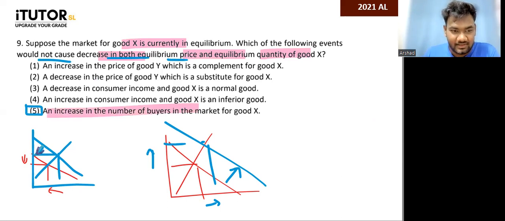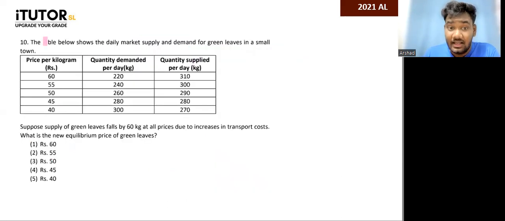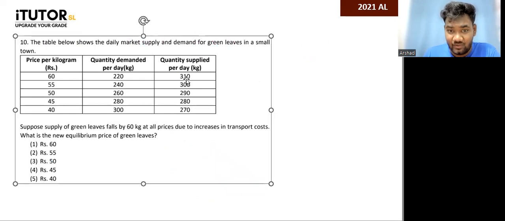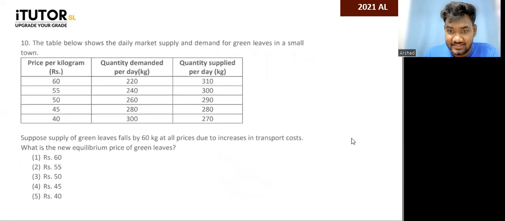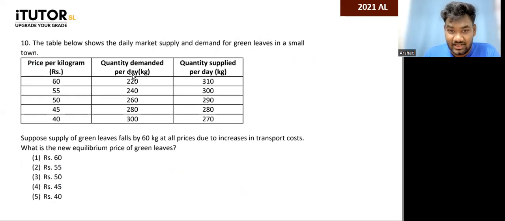Okay. Next one. The table below shows the daily market demand and supply for green leaves in a small town: price, QD, QS. Suppose the supply of green leaves falls by 60 kilos at all prices due to an increase in transport costs. What is the new equilibrium?